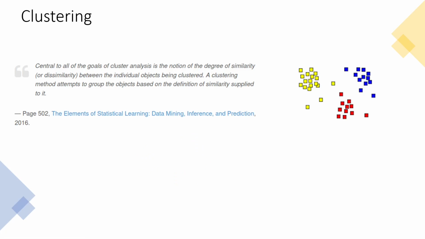And central to all of the goals of cluster analysis is the notion of the degree of similarity or dissimilarity between the individual objects being clustered. A clustering method attempts to group the objects based on the definition of similarities applied to it. And we usually use the distance as the similarity. And in K-means clustering, the first clustering technique we will be seeing, we will be using distance as the similarity measure.